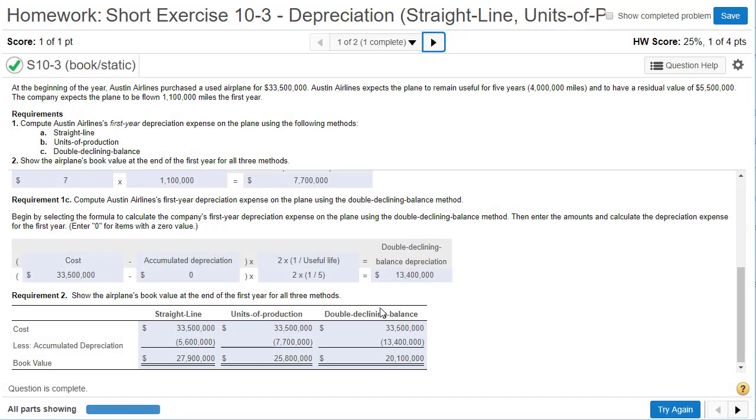Now, it's important to realize that each of these methods may result in different depreciation per year, but the total depreciation over the life of the asset will be the exact same under all 3 methods. It's just a matter of, does it give you a lot of depreciation at the beginning, like double declining balance? Does it give you the exact same amount of depreciation every year, like straight line? Or does it vary depending on how much you use the asset? So again, in the long run, all 3 methods result in the same amount of accumulated depreciation.